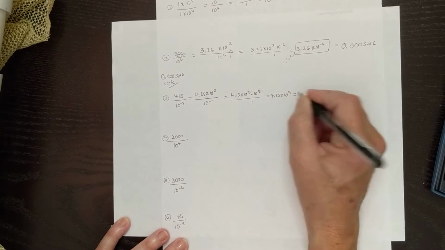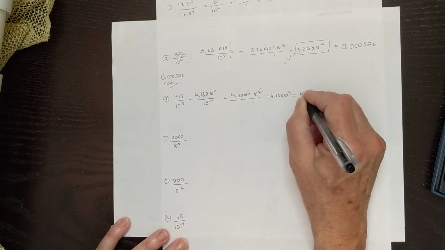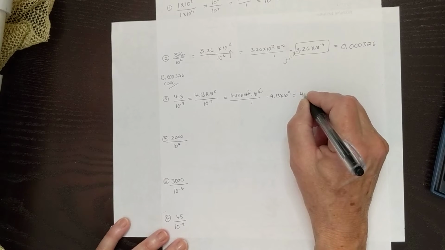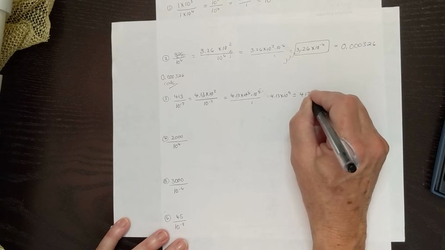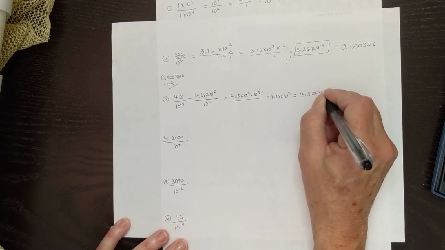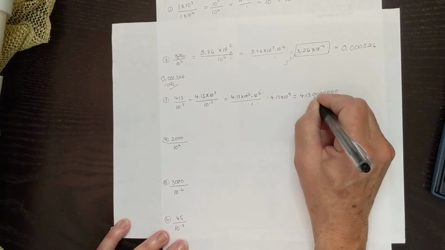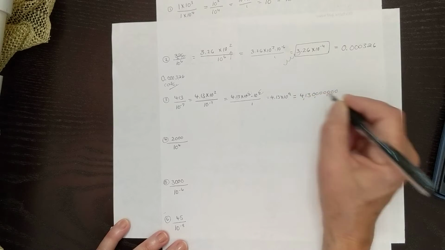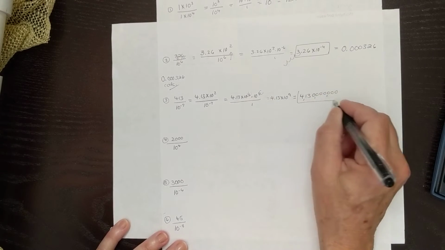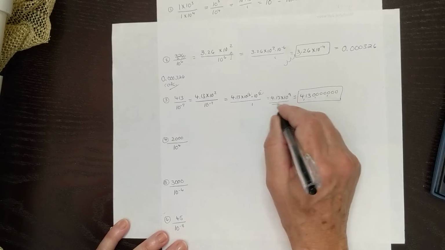If I take it out of scientific notation, I will get 4, move the decimal 9 places to the right. 1, 2, 3, 4, 5, 6, 7, 8, 9. 1, 2, 3, 1, 2, 3, 1, 2, 3. This is standard notation. This is scientific notation.